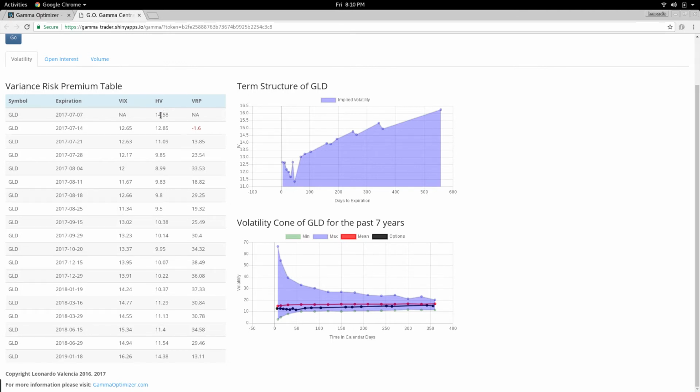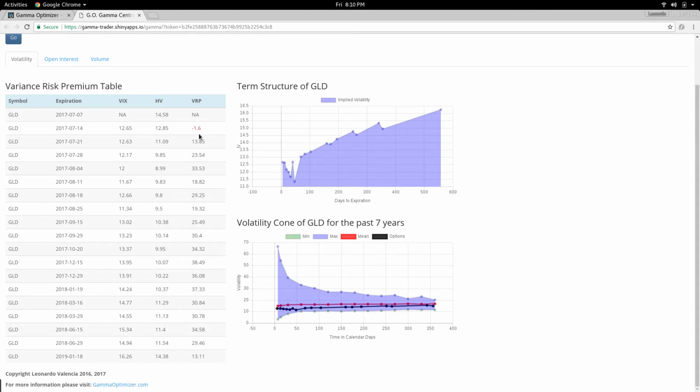And then on this other column, we compute the historical volatility on the same equivalent period. So for instance, to the 14, there are 7 days, 7 calendar days. So the historical volatility is from the past 7 calendar days. So you can see that the VRP will have a number positive or negative.